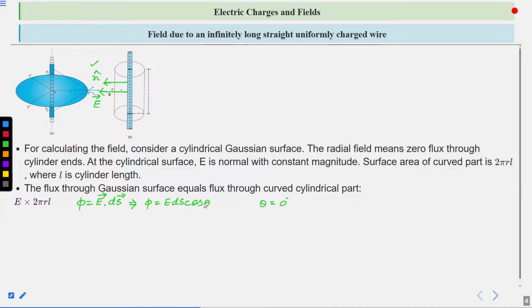Just substitute the value of theta in the cos function. You will get phi equal to E ds cos 0, which is 1. The value of ds is the area of the curved part, which is 2 pi RL. So substituting, you will get phi equal to E into 2 pi RL. This is the electric flux through the Gaussian surface. Clear?